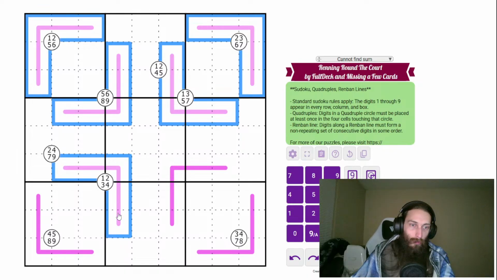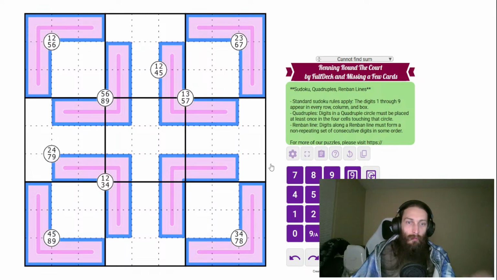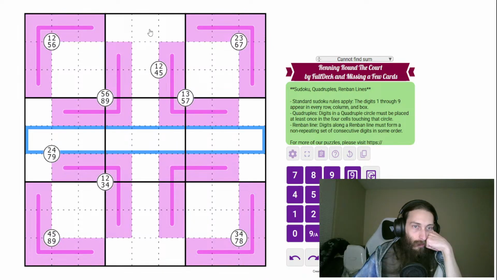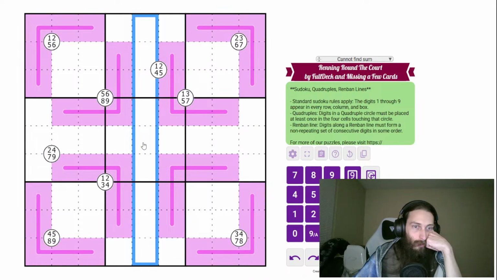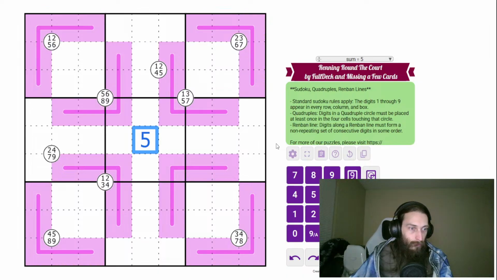I'm going to highlight real quick. Of length 5 that all need a 5 on it. So where is the 5 in row 5 and column 5? Well, the only thing that satisfies both of those is this one.